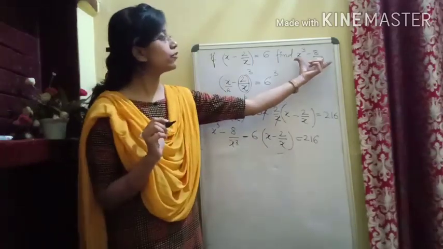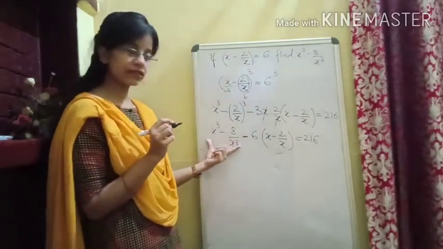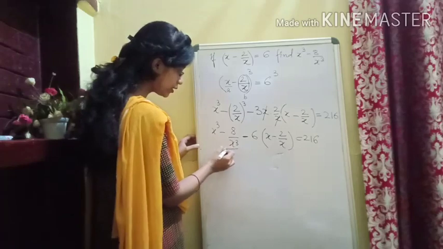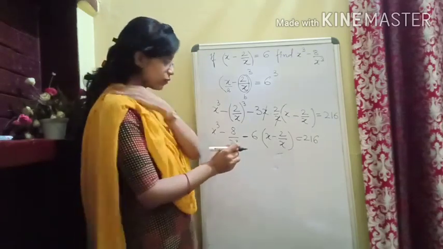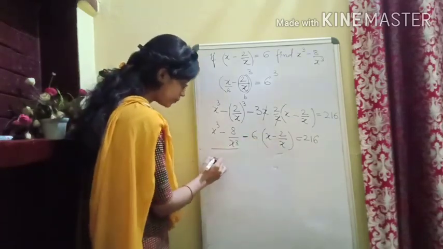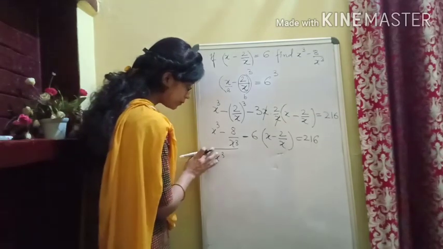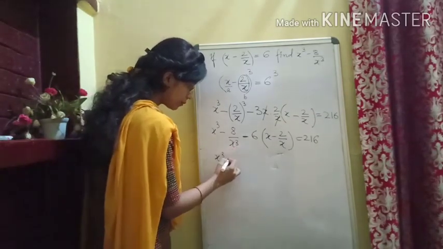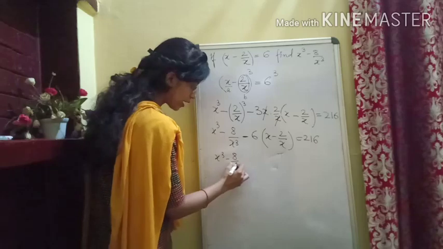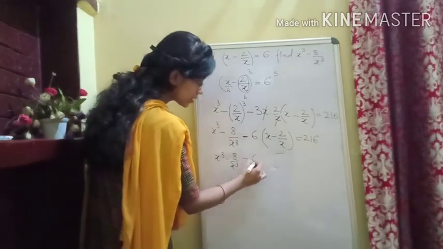Okay, now you see what we have to calculate, we are getting that term. That means we are going to write this term as it is, as we have to calculate it. Rest of the things we'll see. So it is x cube minus 8 upon x cube as it is, minus 6.